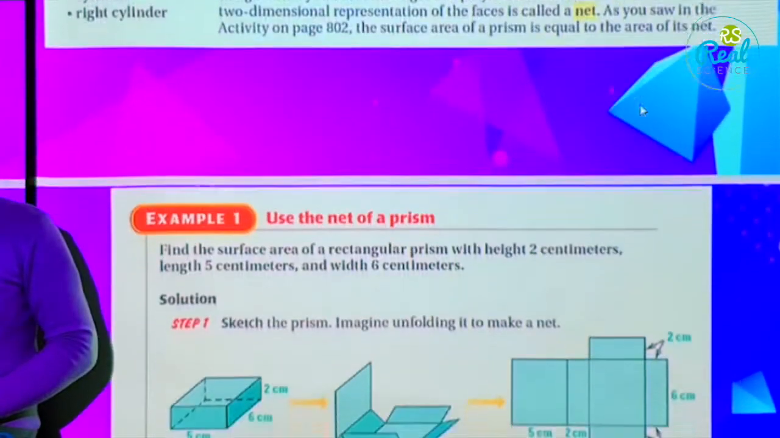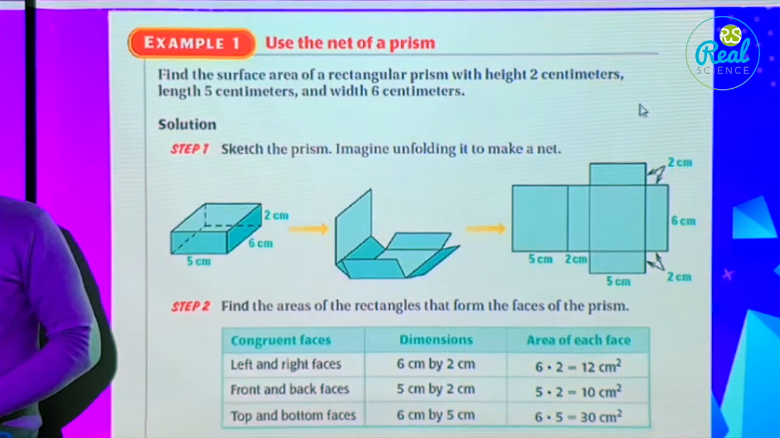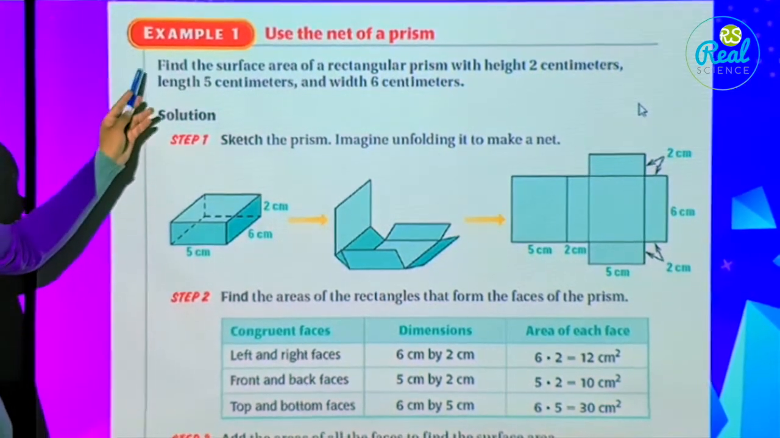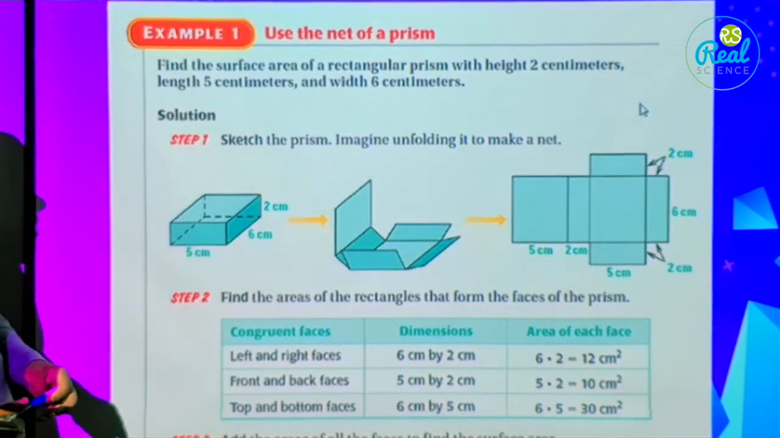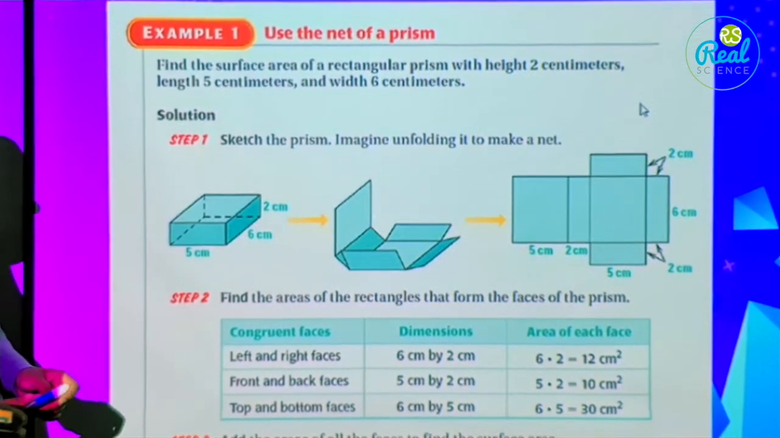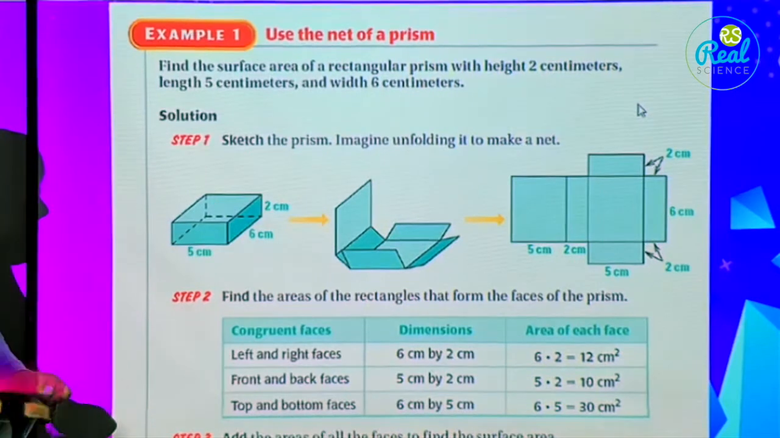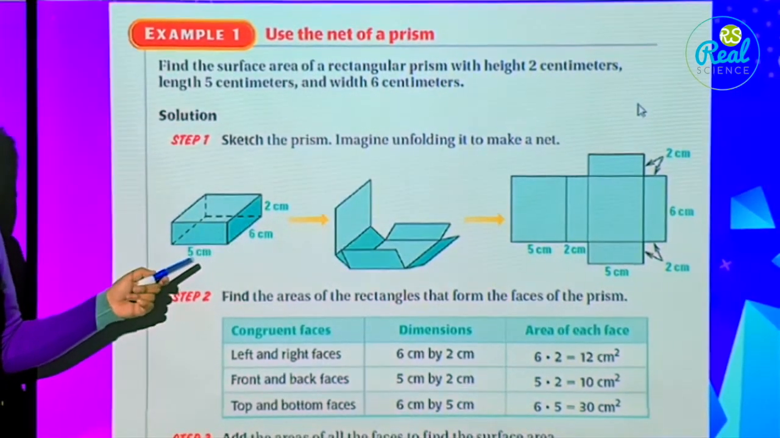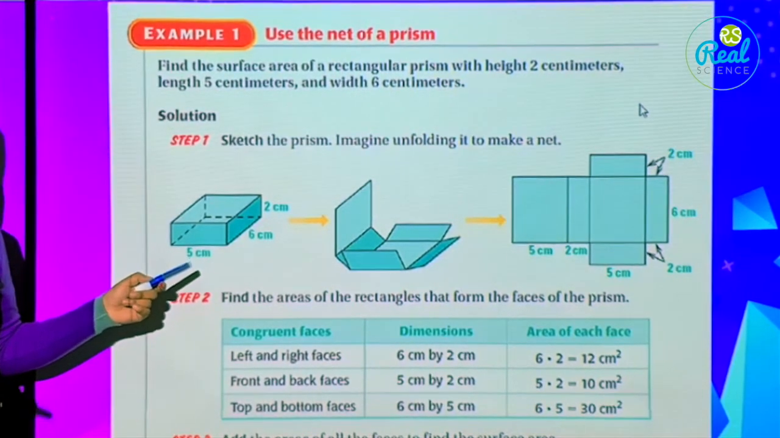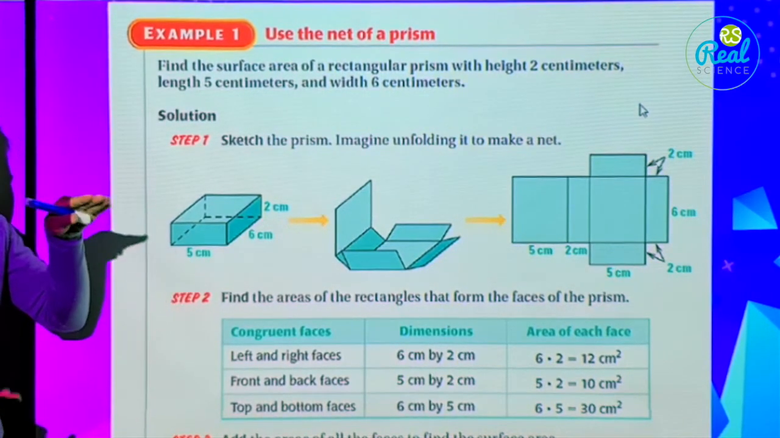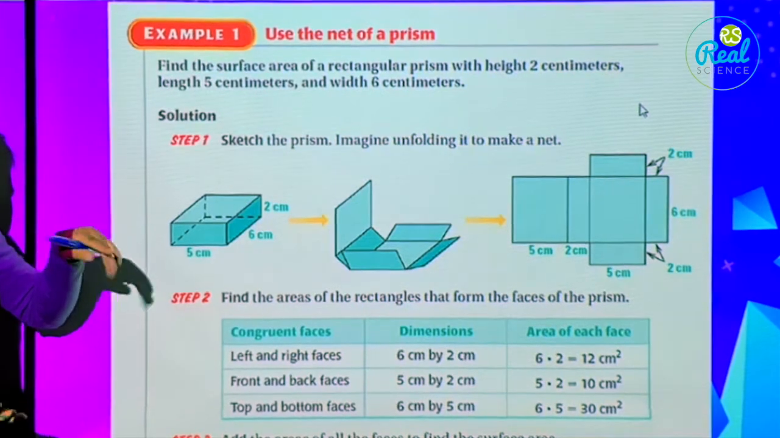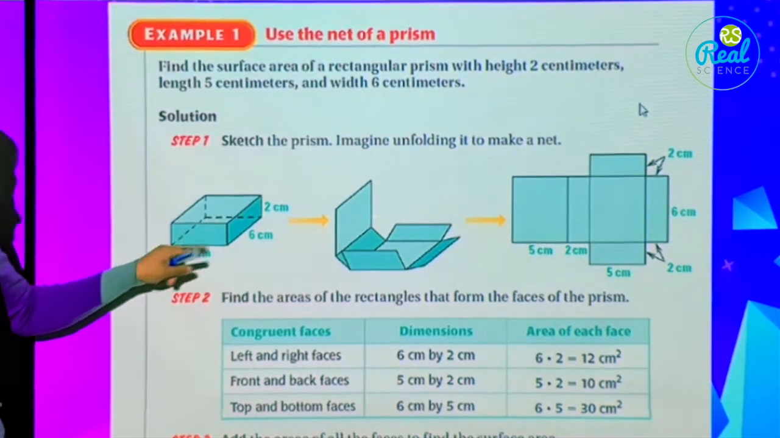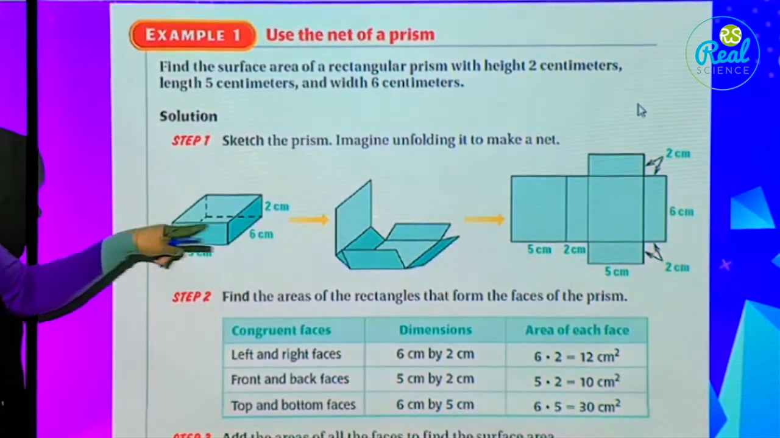So, you can see here an example of a net of a prism. Find the surface area of a rectangular prism with height 2 centimeters, length 5 centimeters, and width 6 centimeters. First of all, for a prism, I said in the beginning, the distance is the same between two bases. Distance, it's height. 2, 2, 2. In this case, it's 5, 5, 2.